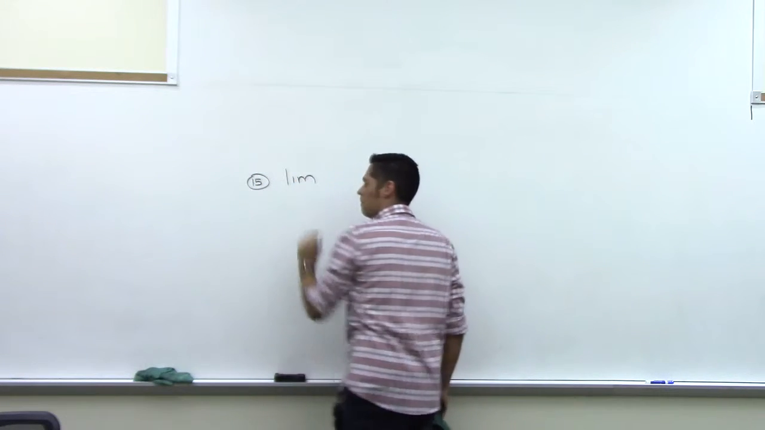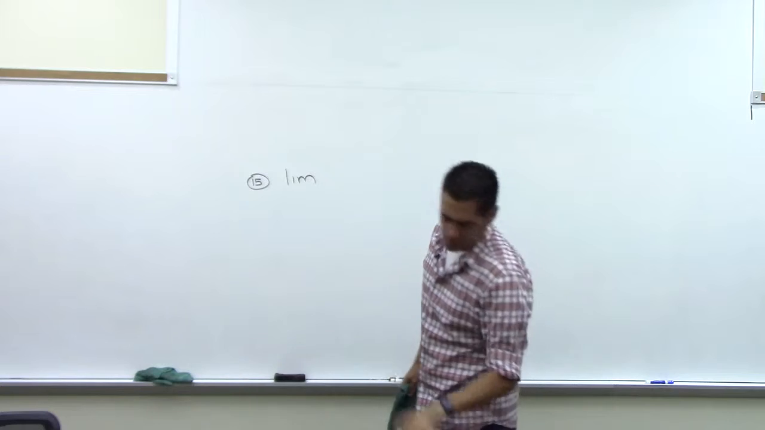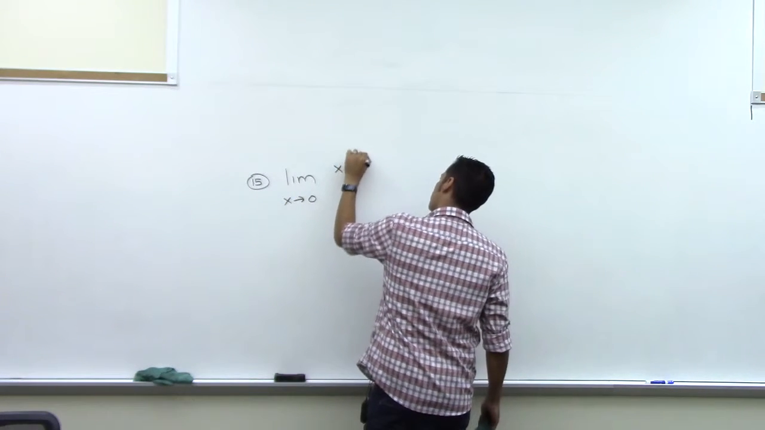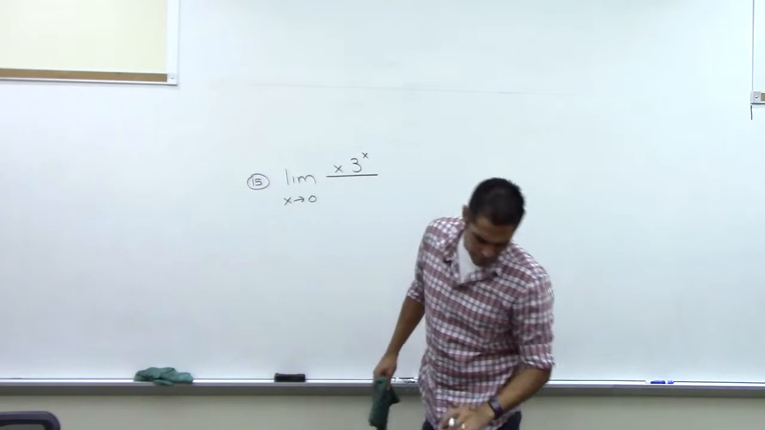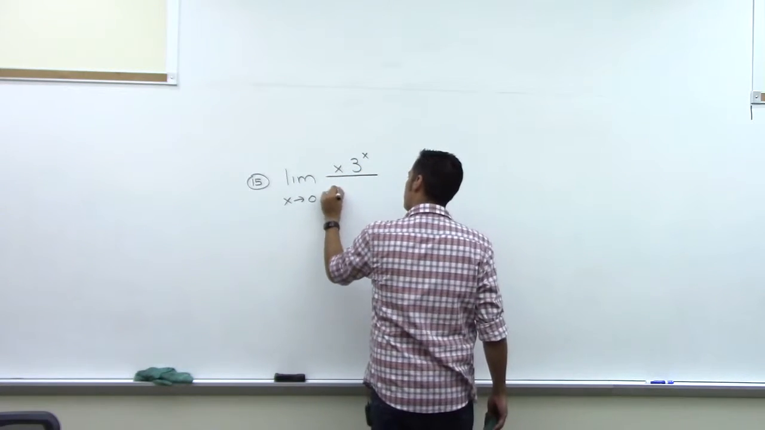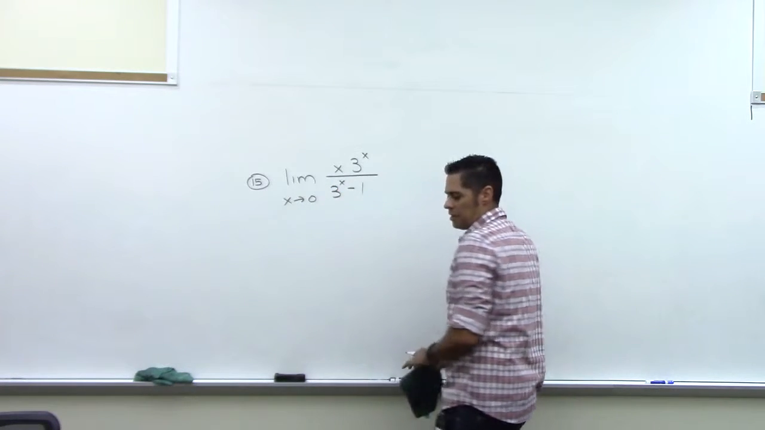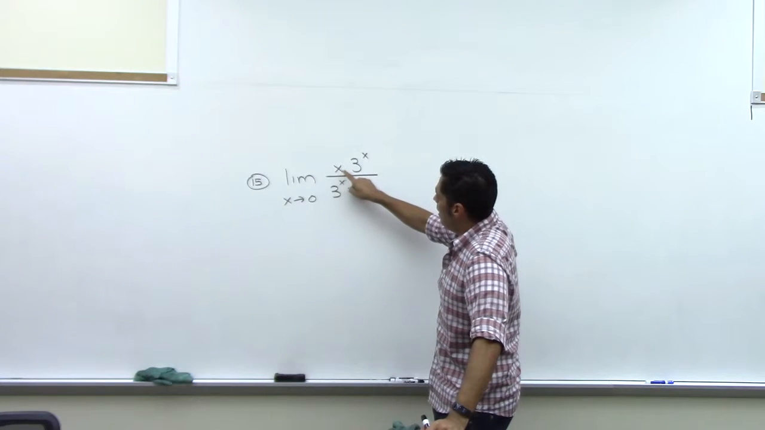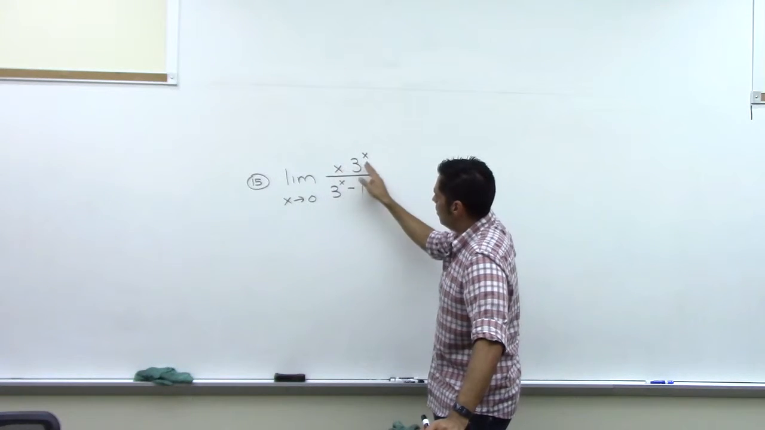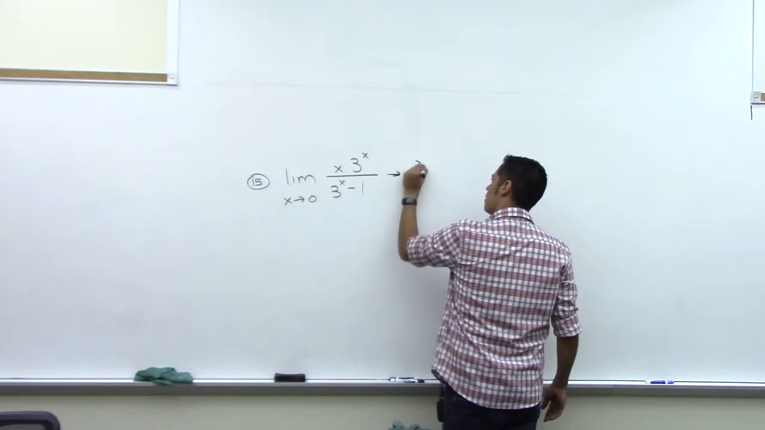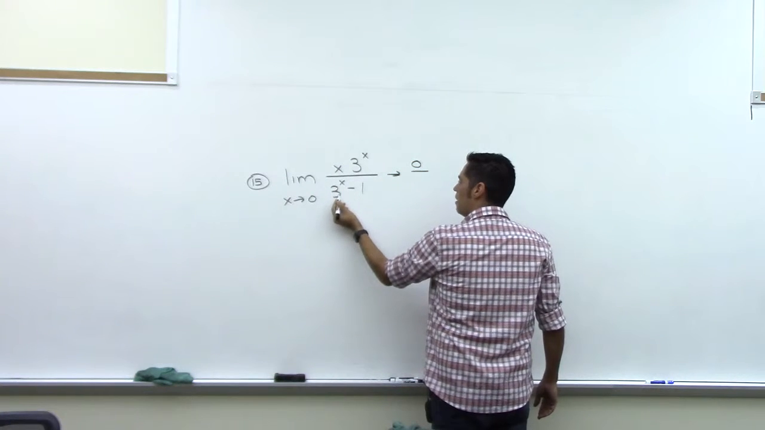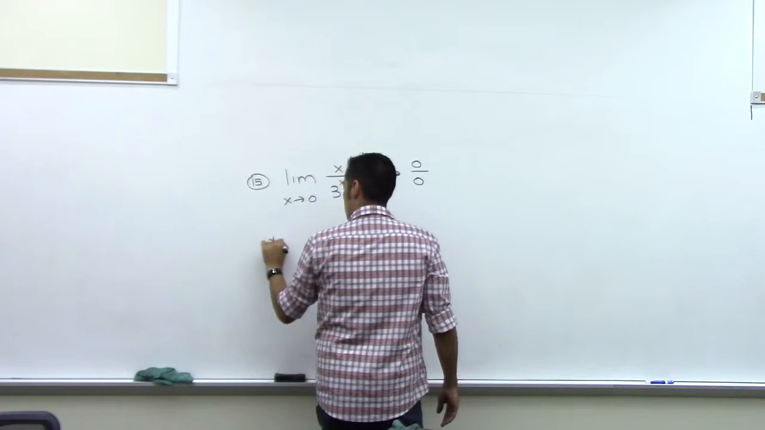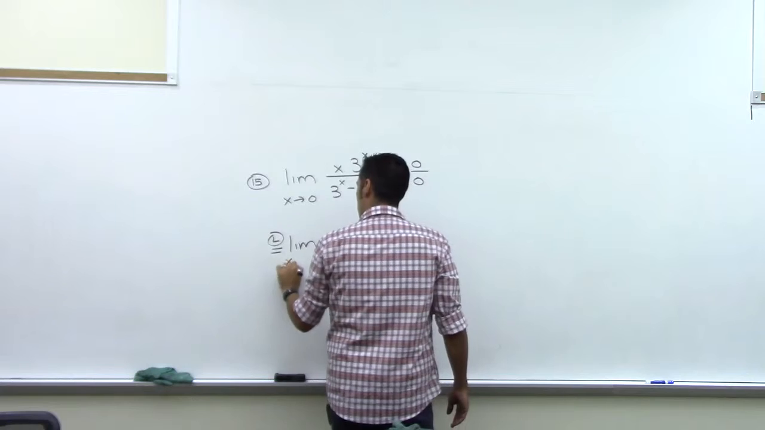Limit as x goes to 0 of x times 3 raised to the x over 3 to the x minus 1. All right, let's just check to see that we have what we need here. X goes to 0. 0 times, let's see, 3 to the 0 is 1, so 0 times 1 is 0. The top's headed towards 0. 3 to the 0 is 1. 1 minus 1 is 0, so we get 0 over 0. Wonderful. It's okay, L'Hopital.